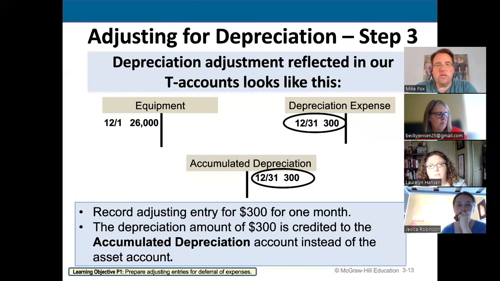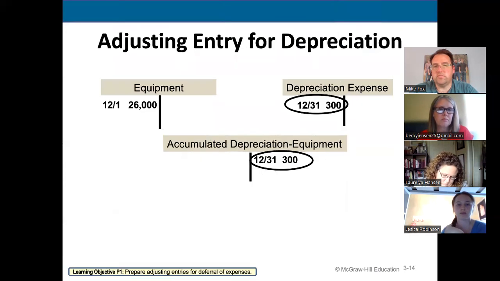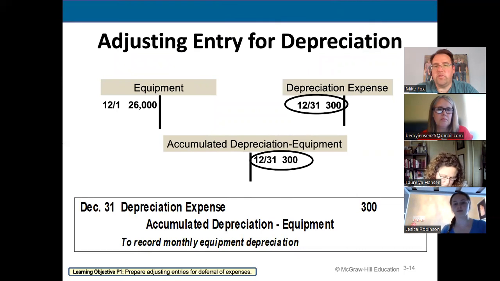So the journal entry then will be a debit to depreciation expense and a credit to accumulated depreciation. So the same pattern for all deferred expense entries is a debit to the expense and a credit to the asset. Just that with depreciable assets like this, instead of crediting the asset directly, we credit its accumulated depreciation account. So that's what it would look like: debit to depreciation expense, credit to accumulated depreciation. So those are our deferred expenses.